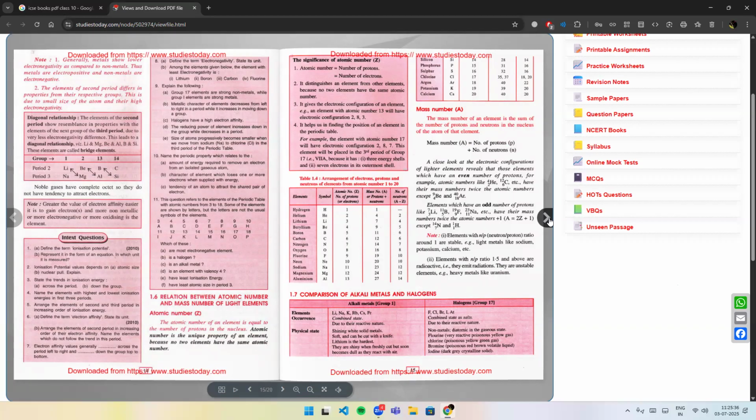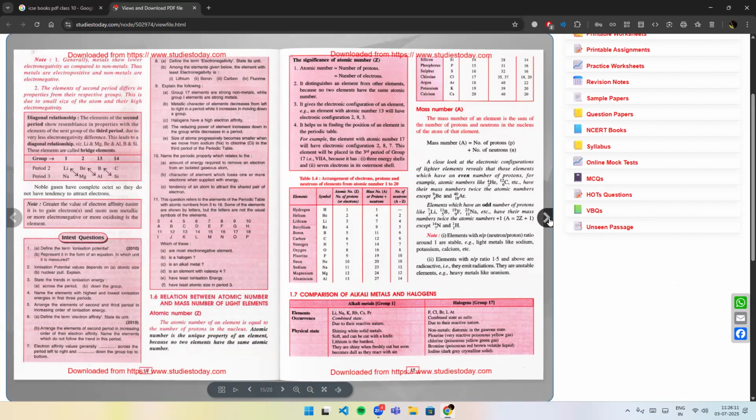Diagonal relationship. The elements of the second period show resemblance in properties with the elements of the next group of the third period due to very little electronegativity difference. This leads to a diagonal relationship, and these elements are called bridge elements. Noble gases have complete octets, so they do not have a tendency to attract electrons. Note, the greater the value of electron affinity, the easier it is to gain electrons, and the more non-metallic or more electronegative or more oxidizing is the element.